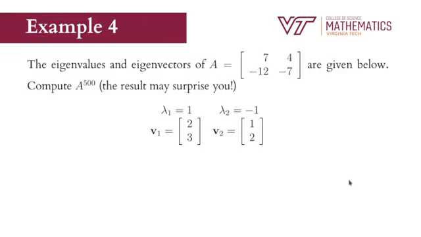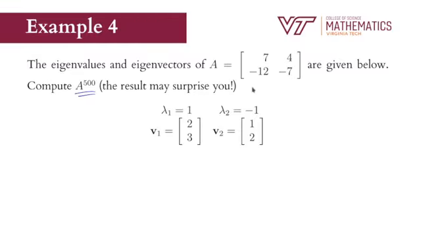So let's use that information here. I have this matrix here, 7, 4, -12, 7, and we want to raise this entire matrix to the 500 power. I think the result may surprise you. Let's give this a try.